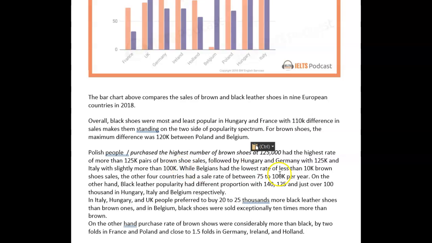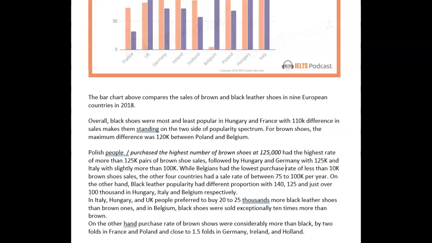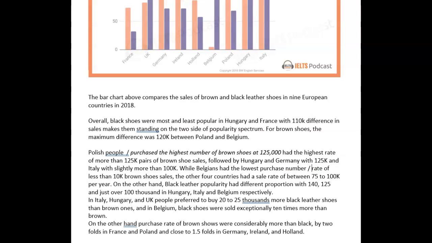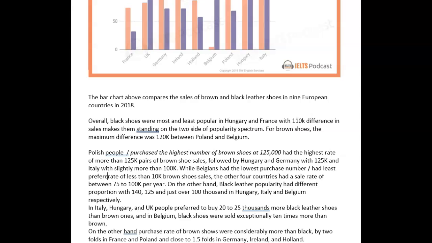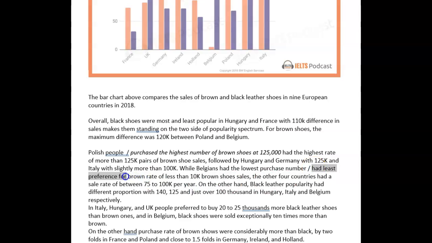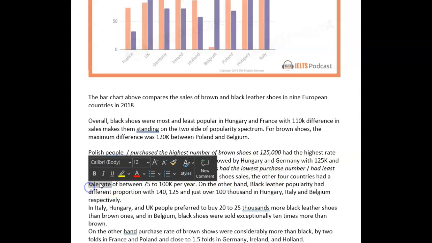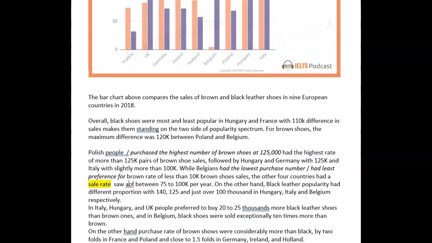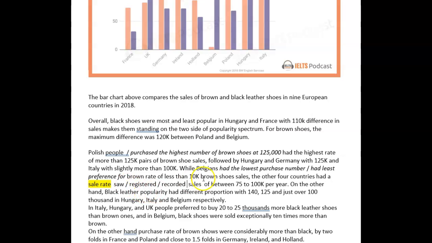Belgians had the lowest rate, lowest purchase number, or we can mix this up. Belgians preferred or had least preference for brown. So be careful, think of the different ways that you can say this. Okay, so we have purchase number there. The other 4 countries had a sales rate or witnessed sales of, saw sales of, or registered sales. So saw, you can have registered, recorded. Remember, it's a language exam, so the more language you can put in here, the better, obviously.